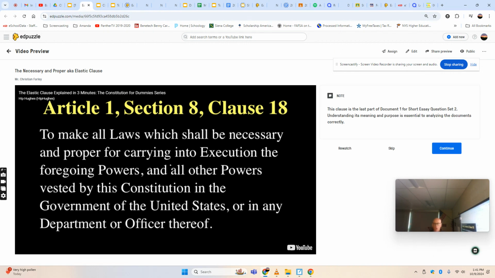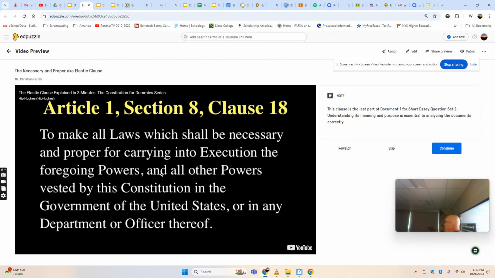Note, this clause is the last part of document 1 for short essay questions. So he's speaking to Regents Sam. Understanding its meaning and purpose is essential to analyzing documents. So I'm going to tell you that this section of the Constitution speaks specifically to Congress's ability to make laws which shall be necessary and proper to carry out the execution of the foregoing powers.